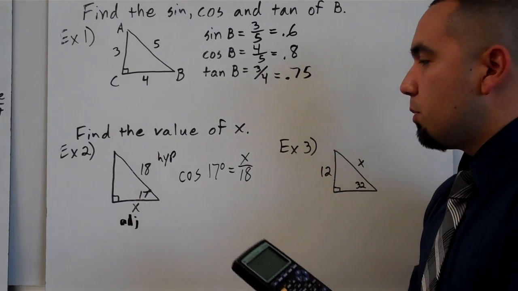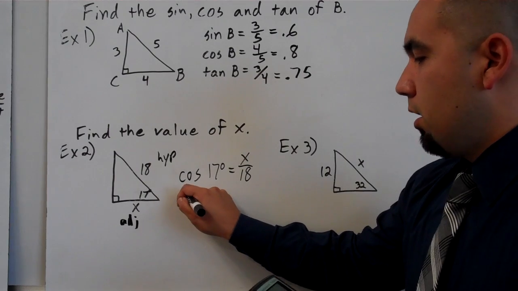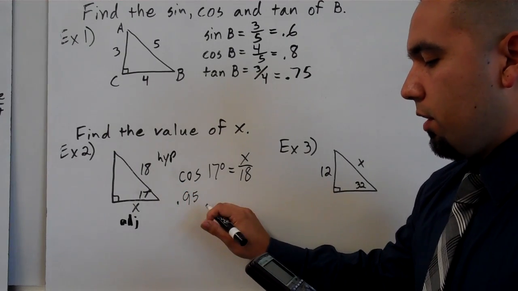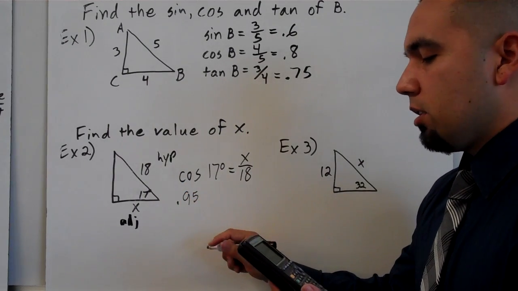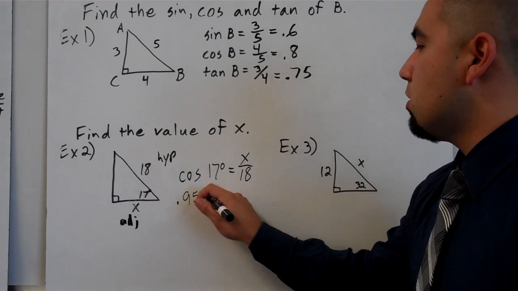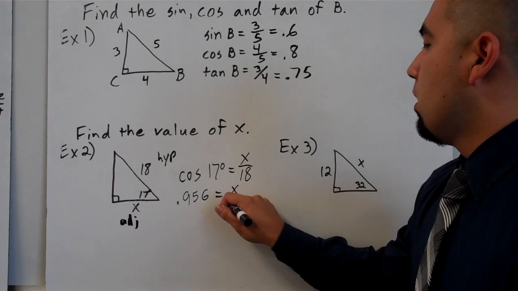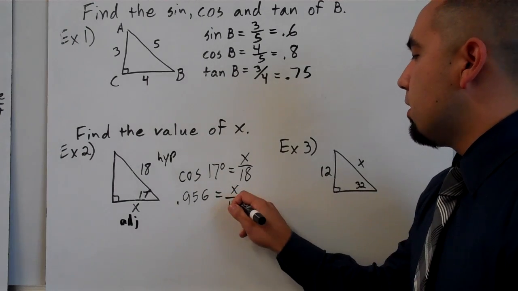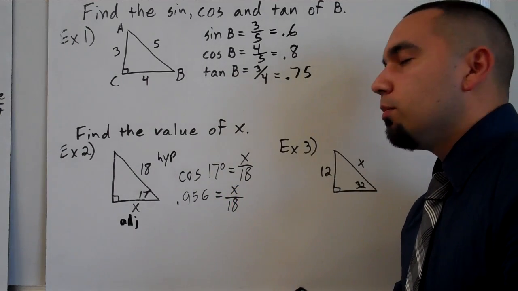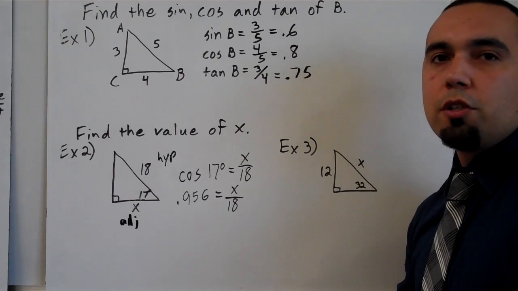And now I get a decimal of 0.95, and I'm just going to round it to 3 decimal places. It's 9563, so I'm going to say 0.956. Okay? And you're always going to get decimals. This is where you just have to trust your math here.